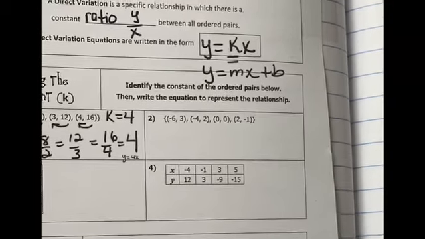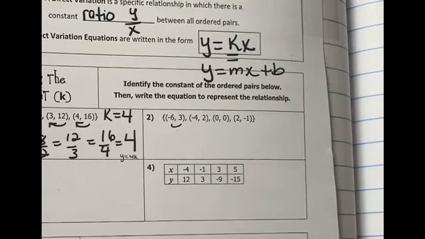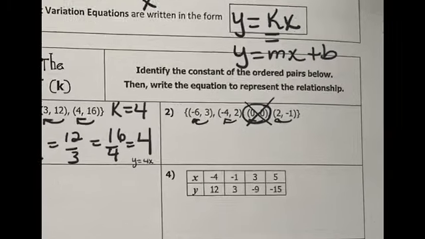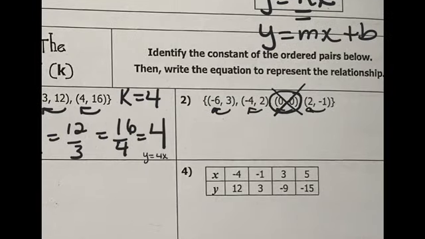If we take a look at number 2 with the same concept, we're going to divide the y by the x. This one goes through the origin, so we can always eliminate 0, 0. But knowing that when 0, 0 is a part of the ordered pairs, that is automatically direct variation because it's going to go through the origin.